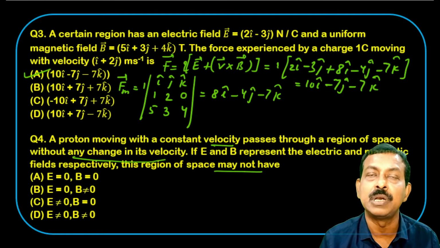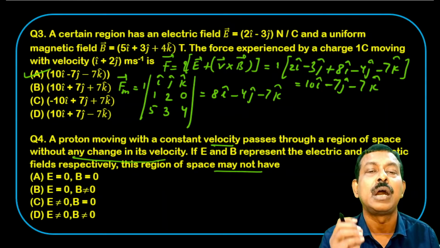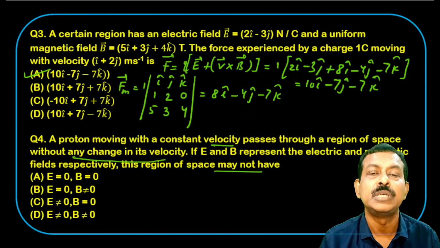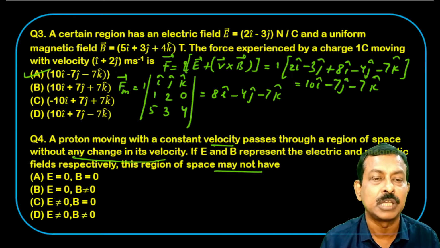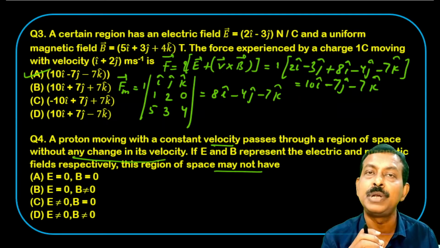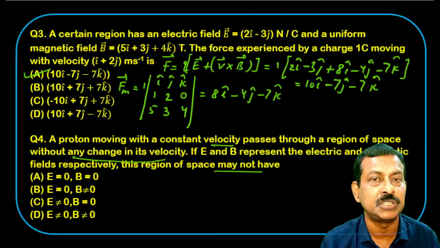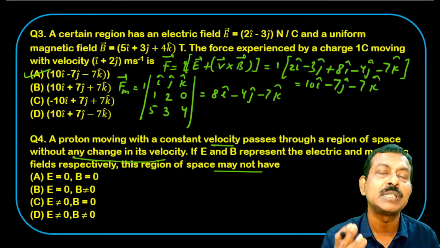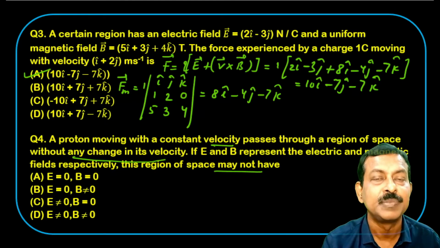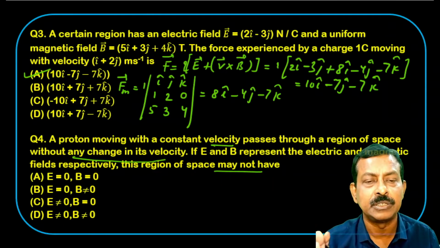So this is possible. It can have motion there without affecting its velocity. It will be moving with constant velocity there. So this is possible. E is 0 and B is not 0. If the electric field is 0, but magnetic field is not 0, the proton might be moving in the direction of magnetic field. So in that particular case, it is possible that as there is no force acting on the charged particle due to the magnetic field, there will be no change in its velocity.